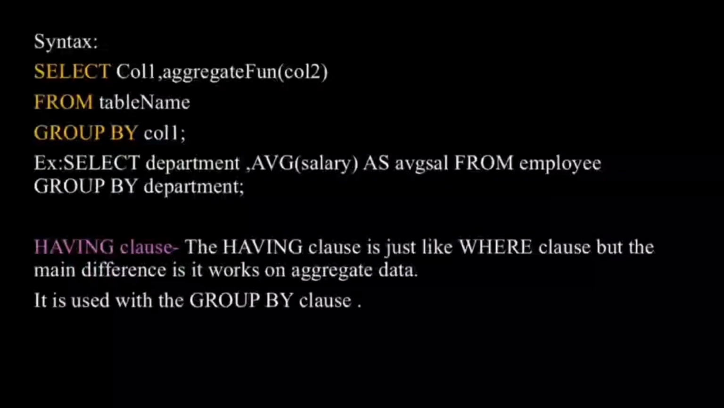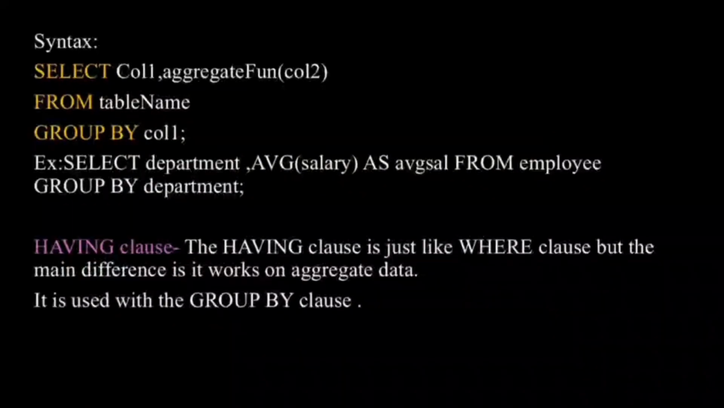FROM employee, this part defines the table from which to retrieve the data. GROUP BY department groups the rows by the department column. This means all the rows with the same department will be aggregated together. This query will return a result with each department and the average salary of employees in that department. For example, if you have departments like marketing and sales, it will show the average salary for each of these departments.